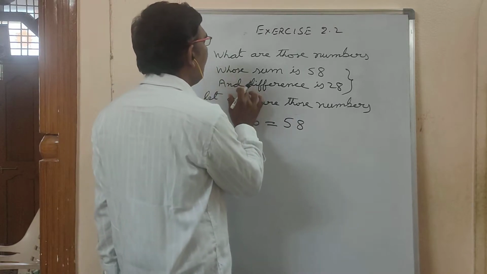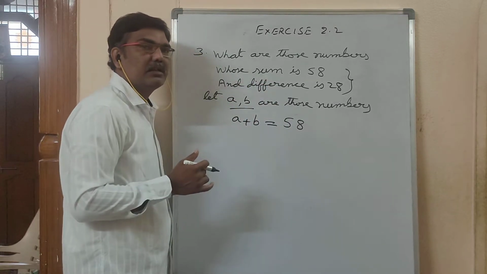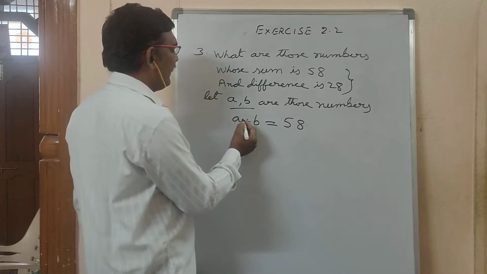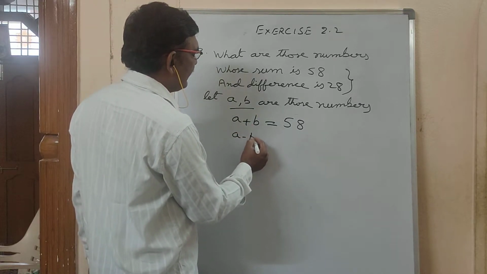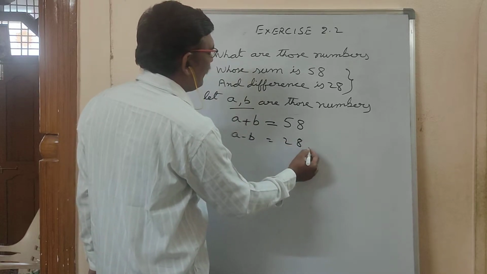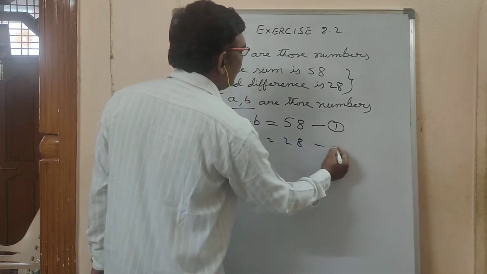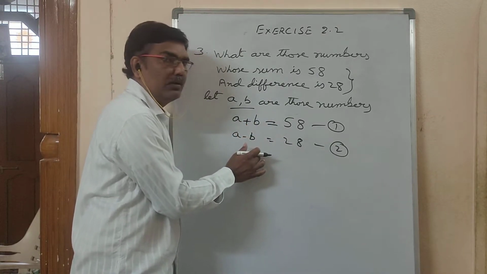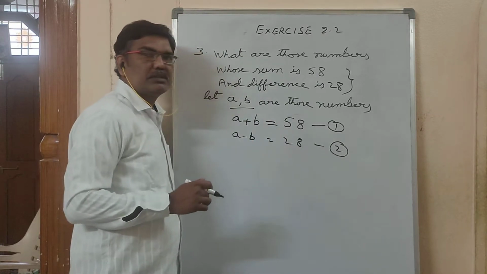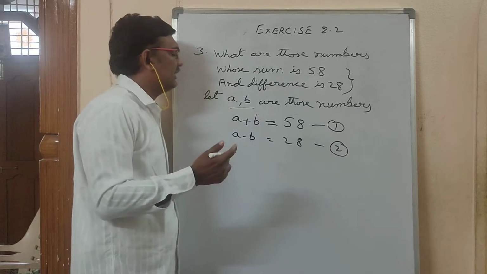Then next, what is given? Their difference. Their difference means you have to do subtraction. So A minus B is equal to how much? 28. It is equation number 1, A plus B is 58, and this is equation number 2. Two equations you have. You should solve two equations. How to solve, we will see it.